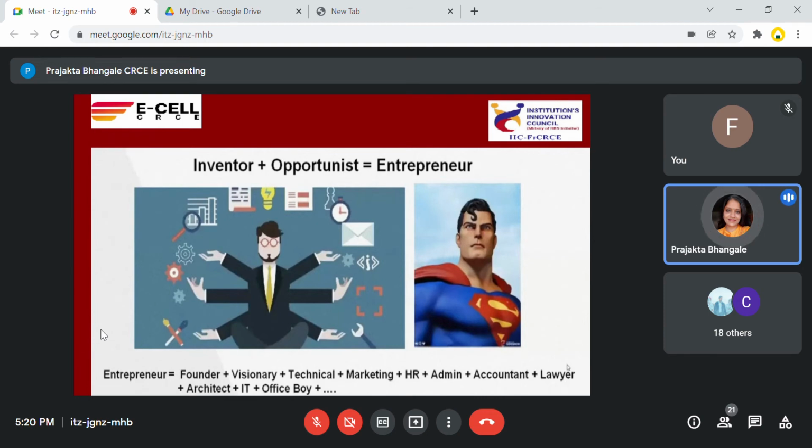You have to be the IT person, so you have to be the office boy also. Many times you have to clean also, right? So there are different roles which will be carried out by the entrepreneur in the first phase of the startup. Obviously, when your startup goes ahead and becomes successful, at that time you can appoint multiple people.